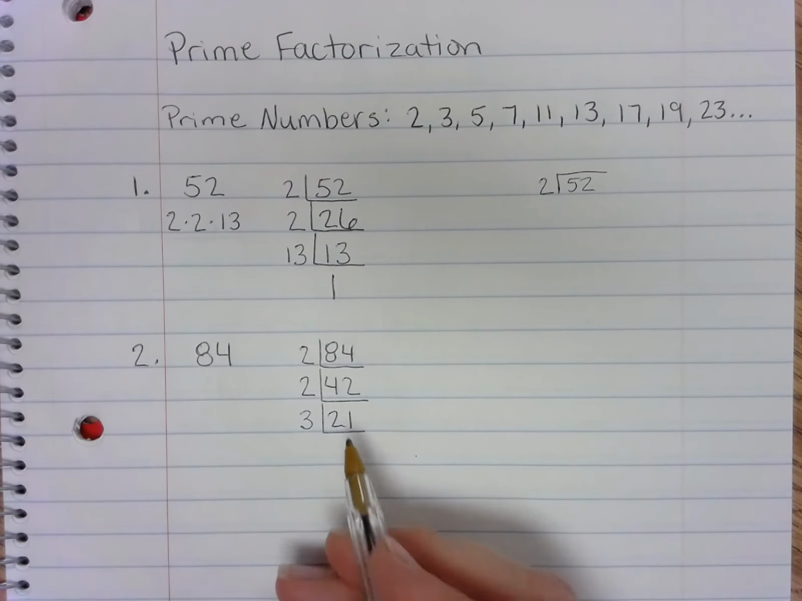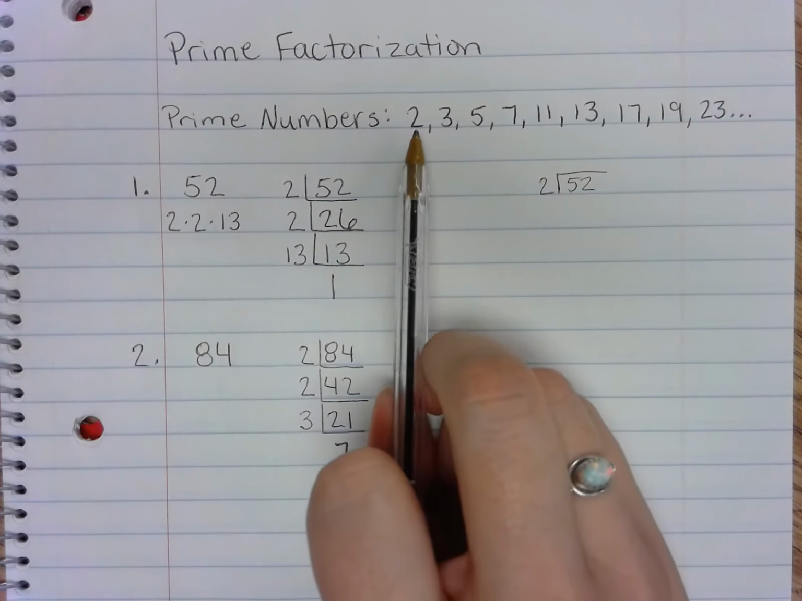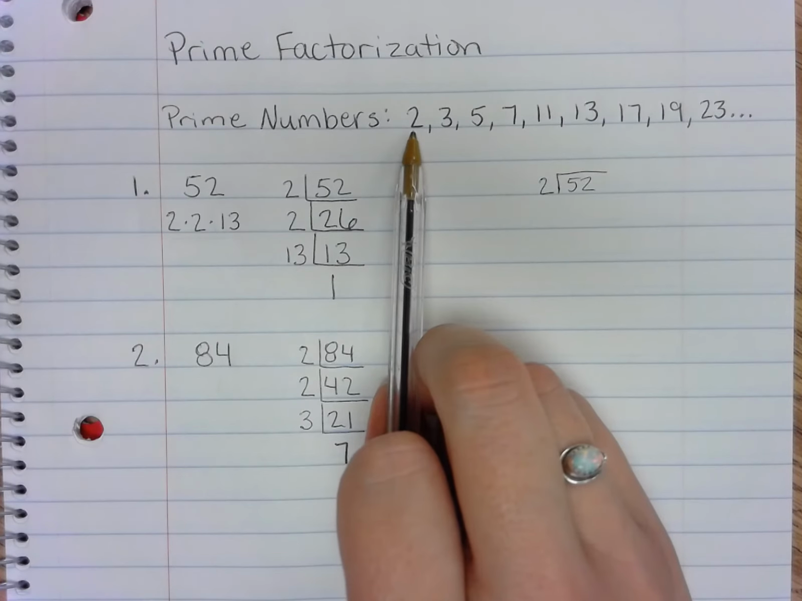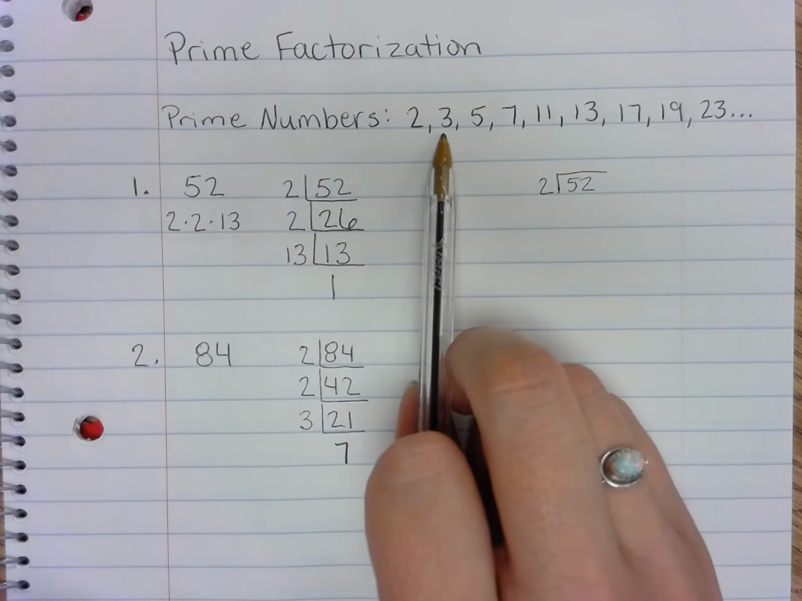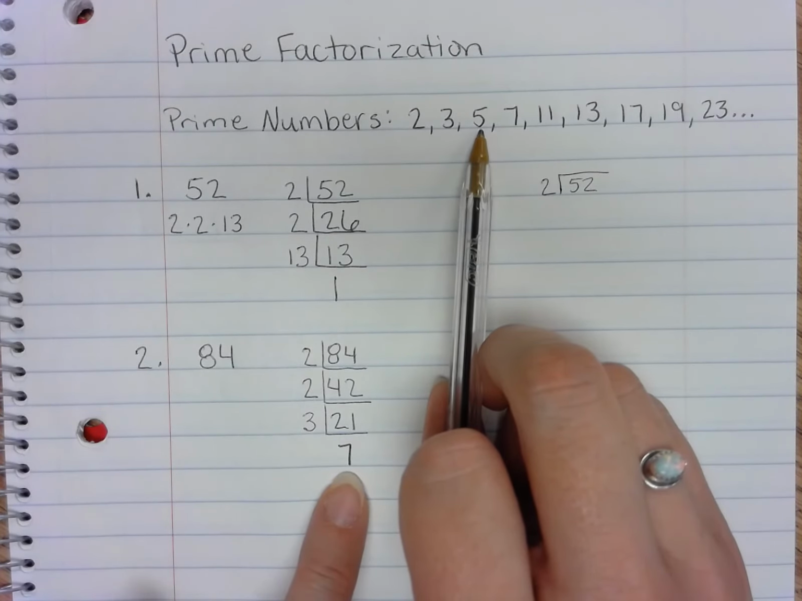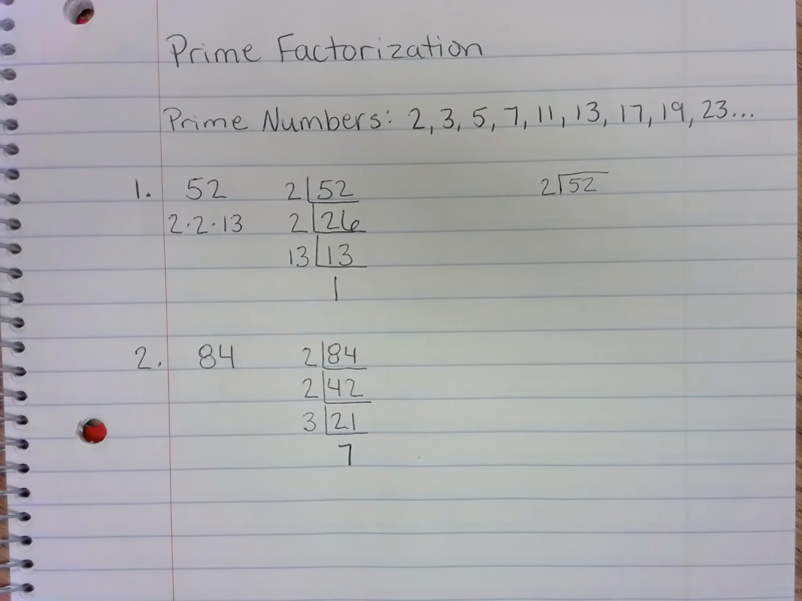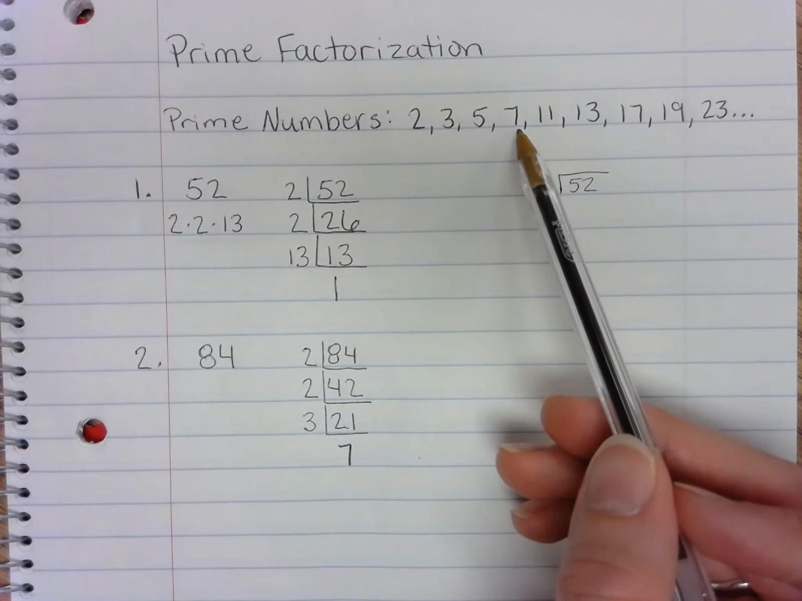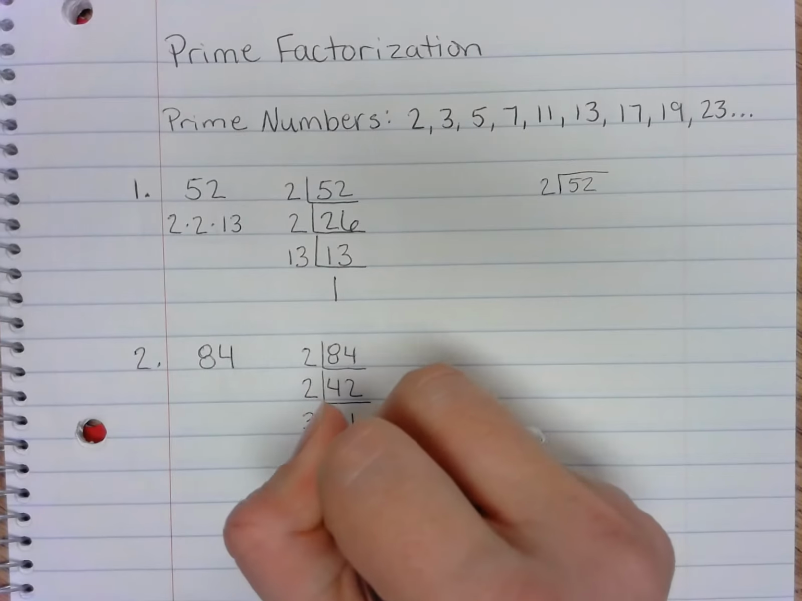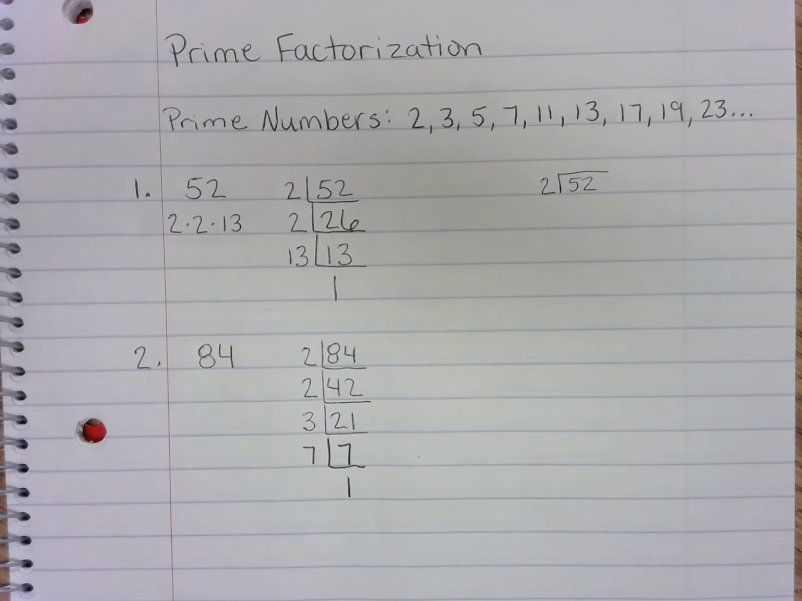3 goes into 21 7 times. 7 is not even, so we cannot divide by 2. The sum of the digits, well, that is not divisible by 3. We cannot divide by 5 because 7 would have to end in a 5 or a 0 to be divisible by 5. But notice 7 is a prime number, so of course we can divide by 7 for our prime factorization, and we get a quotient of 1.